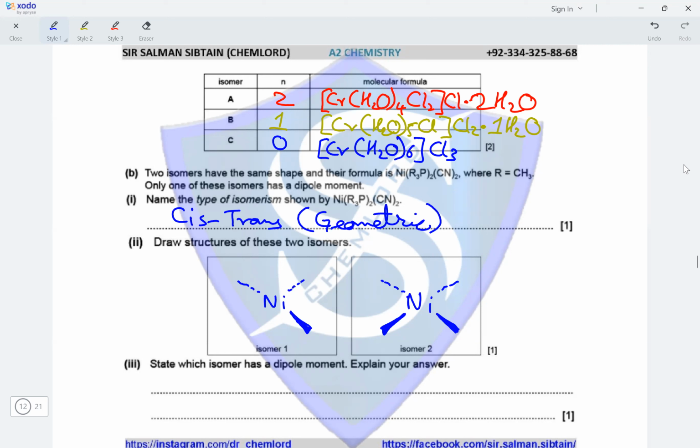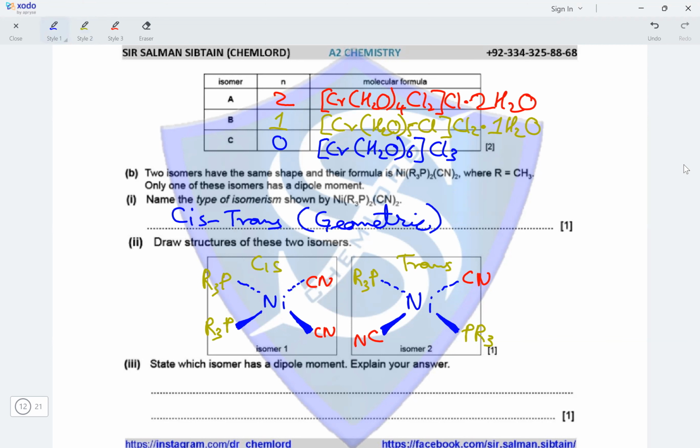So in the cis isomer, two of the same type of ligand would be positioned on adjacent dative covalent bonds. Here we can have CN positioned on adjacent bonds, and in the trans isomer they will be positioned diagonally opposite to one another. And in the other remaining positions we would have R3P placed, forming the cis isomer on the left, and R3P placed diagonally opposite to one another, forming the trans isomer on the right.